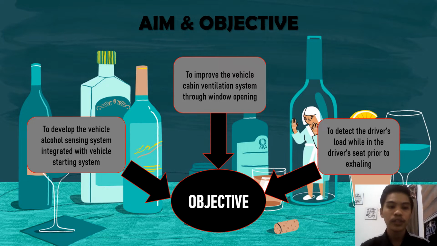For the objective, I have 3 points to achieve and make sure this project succeeds. Firstly, to develop the vehicle alcohol sensing system integrated with the vehicle starting system. For this objective, I use the MQ3 to detect the alcohol content in the driver's body. This process starts after the driver is in their car and before they start the engine.